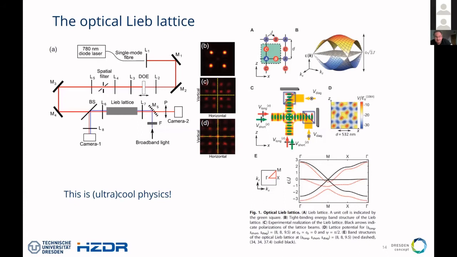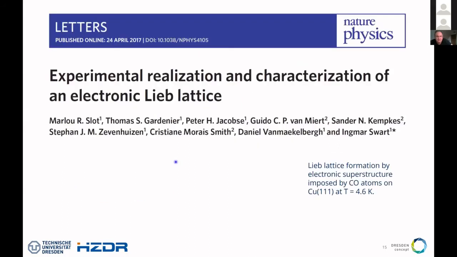Therefore I wrote here, this is ultra cold physics. Then you can actually create a band structure, and this band structure has this flat band here, this black flat band. So people have done that, but not for electrons, only for photons. And photons are not fermions, so that means you cannot really exploit the band structure. So they said, okay, they would like to have it for electrons. So what did they do? They did a real brute force approach, right? They went for the electronic Lieb lattice.